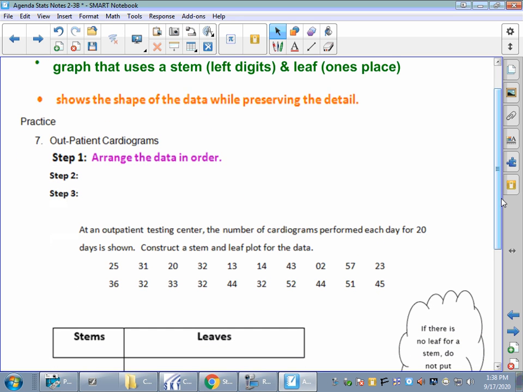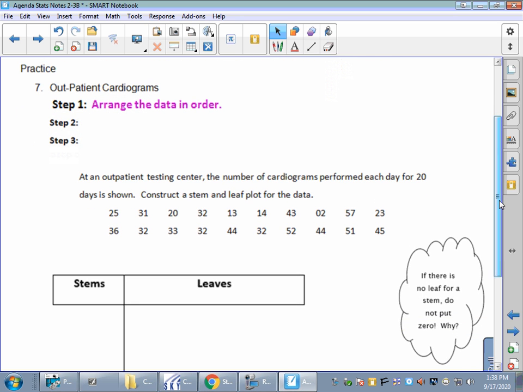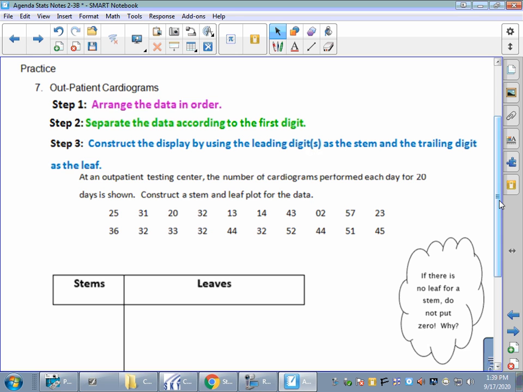Some people try to do a shortcut and not arrange the data in order, but then you get messed up, you miss things. Be careful, because everything in a stem and leaf has to do with order, both in the stems and the leaves. Then you're going to separate the data. So if I've got something in the 10s, the 20s, the 30s, the 40s, the 50s, I need that all grouped together. And then I'm going to put it on my stem and leaf display. I use the leading digit as the stem and the trailing digit as the leaf. Everything is in order, including the leaves.